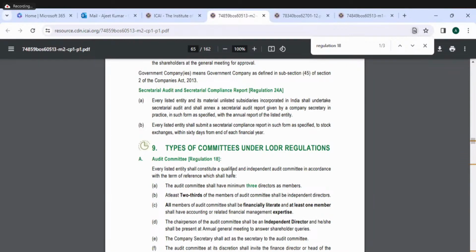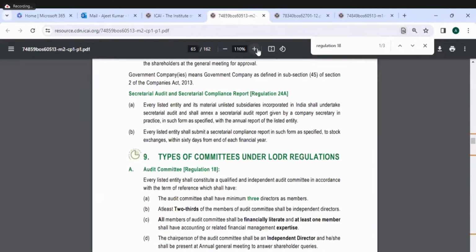Set A that you are referring to right now, this is corporate and economic laws. You will be doing it before your final examination, but since you have read everything, you know everything, your mind is a sharp tool, so everything will be here. So directly you can go to the regulation, open it, and then you can read. I'm just increasing the font.